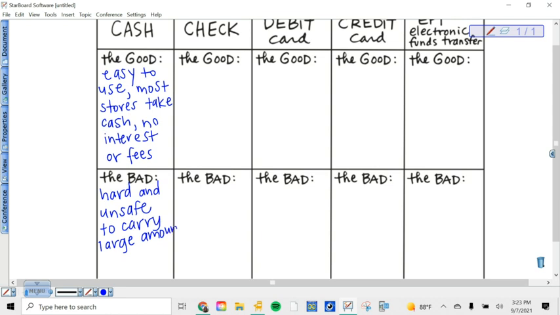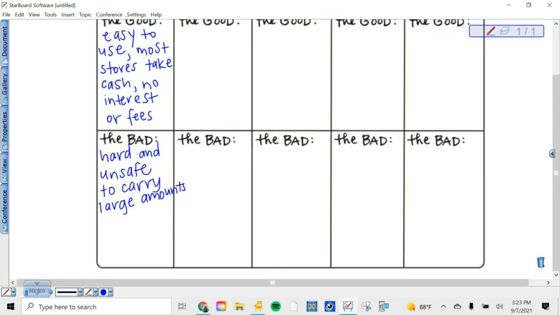And then as well, sometimes stores don't accept cash, right? They used to say cash is king. Cash used to be accepted everywhere. But now you can go places and they won't accept cash anymore. They only take a card. So some places don't accept it.